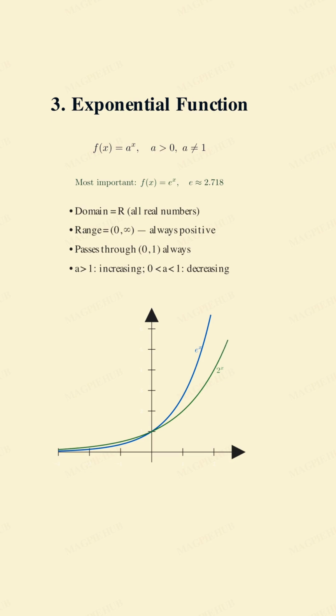When a is greater than 1, the function increases, shown by e to the x in blue and 2 to the x in green. When a is between 0 and 1, it decreases, shown by 1/2 to the x in red. Notice the exponential growth, it shoots up rapidly.